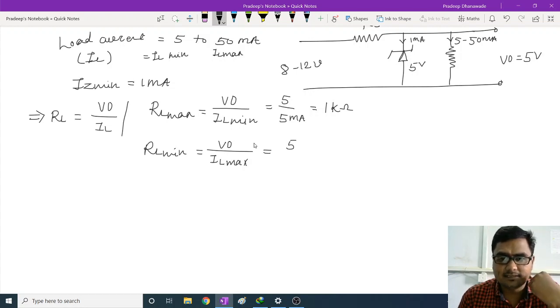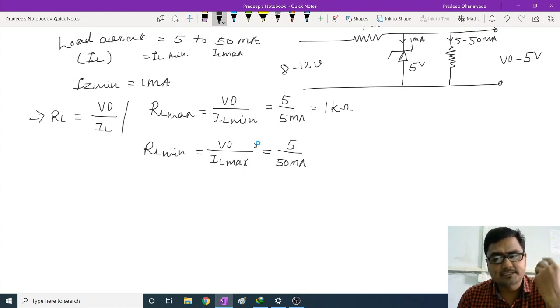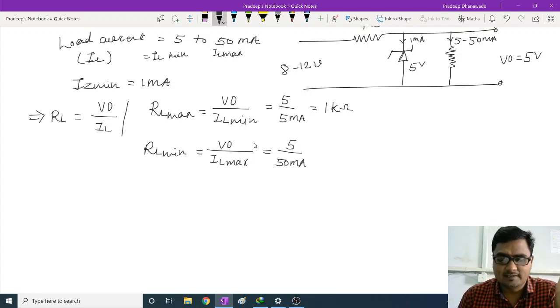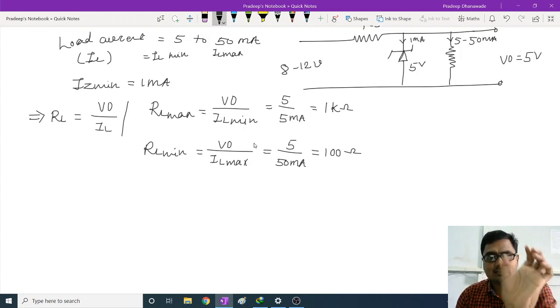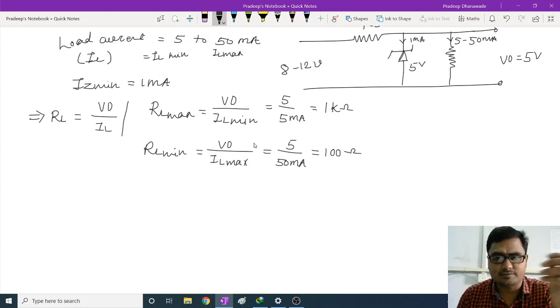Then 5 divided by IL max, which is 50 milliamperes. Milliamperes means 10 raised to minus 3. So 5 divided by 50 multiplied by 10 raised to minus 3 will become 100 ohm. You can use your calculator, no problem. Otherwise I would have to take the calculator, calculate and show it to you, and that would be a time consuming process. Use your calculator efficiently and write down the answer. It is 100 ohm to 1 kilo ohm.